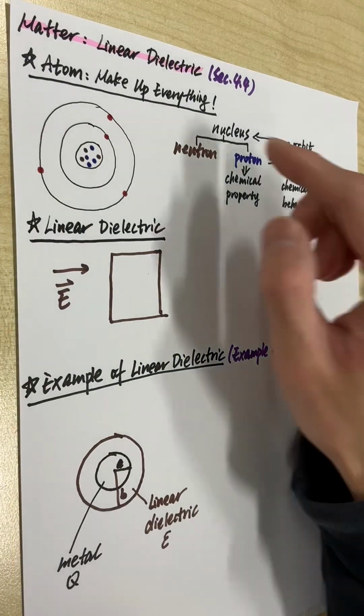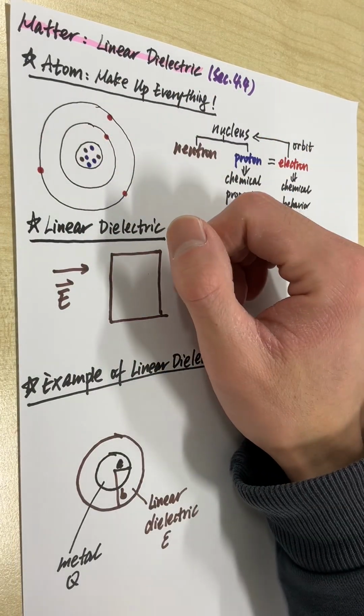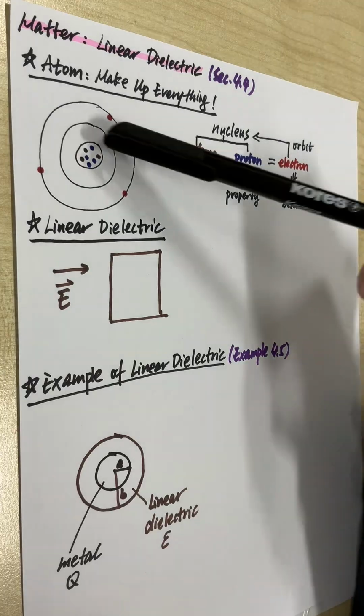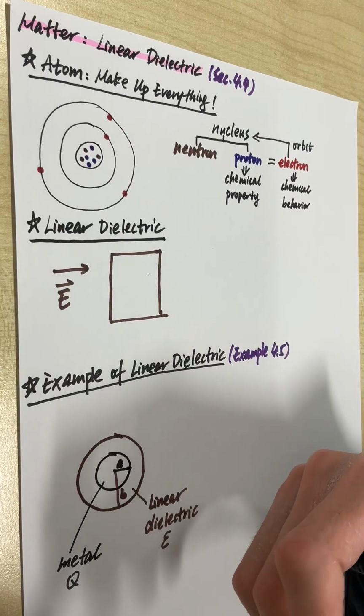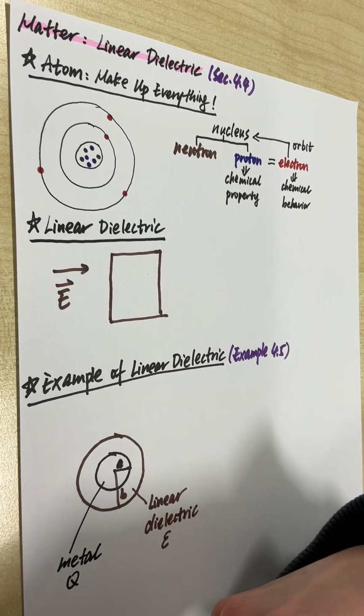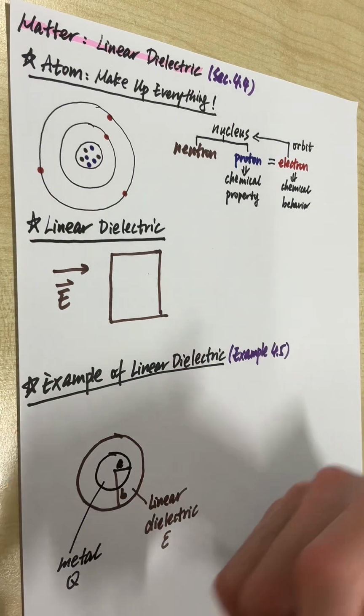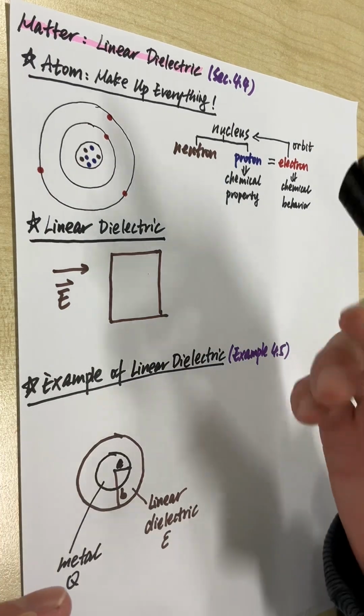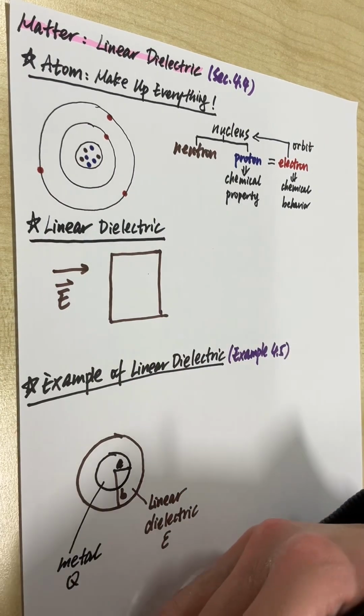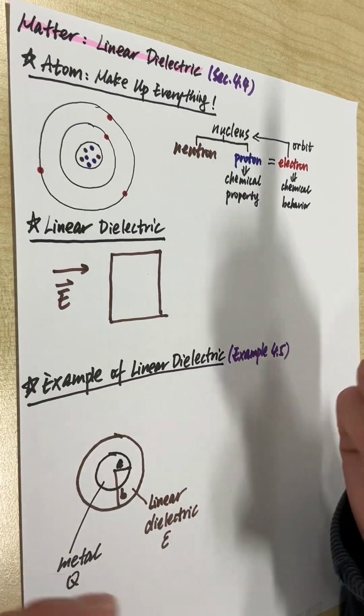Now we're going to talk about linear dielectric. So let's start with some basic atomic knowledge. There's this old joke: don't trust atoms. Why? They make up everything. Well, they do make up everything.